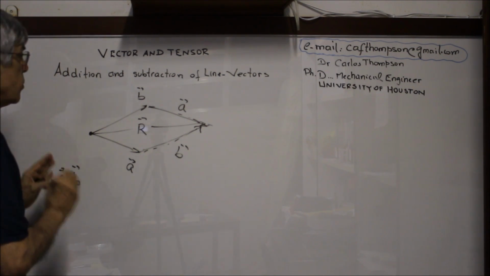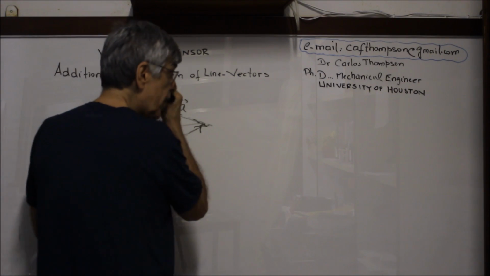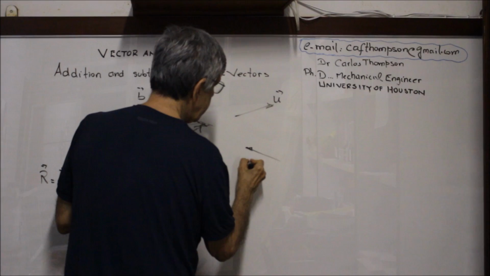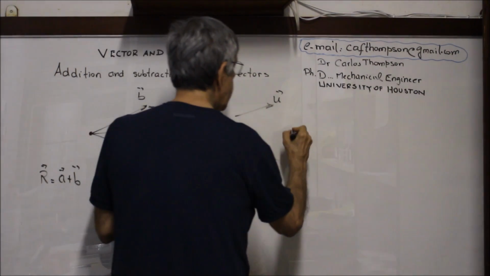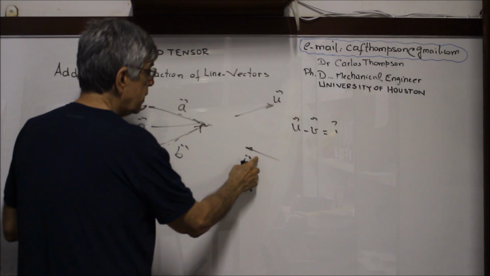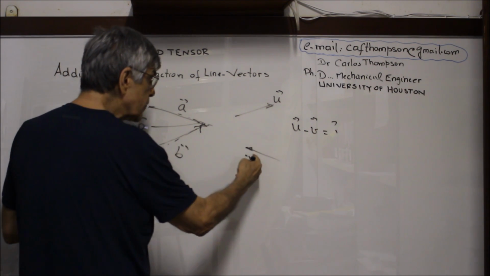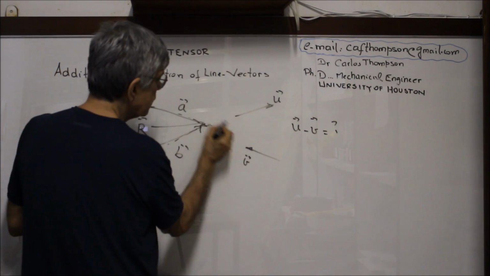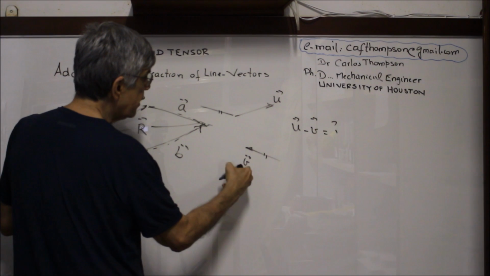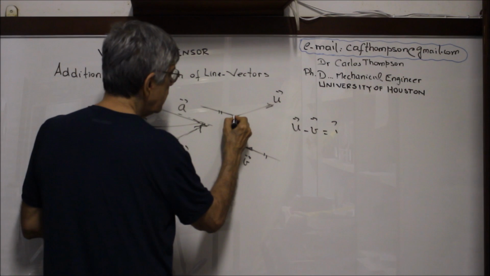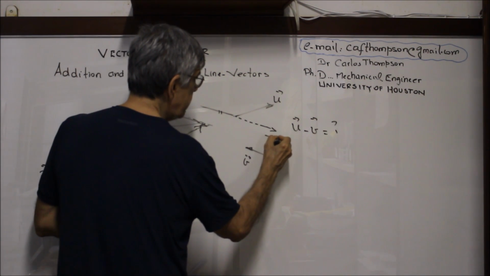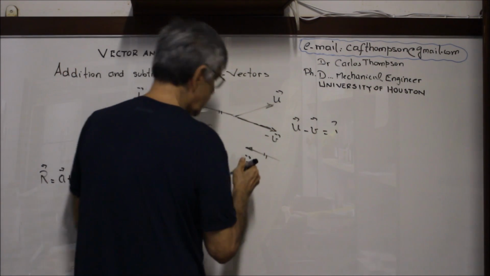Now suppose I want to add these two vectors. This is vector u, and this is vector v. Now I want to compute u minus v. Minus v has the opposite direction to v, so minus v is like that here. It is parallel to this one, but the arrow, instead of pointing in this direction, will point in this direction. So this is v, and this is minus v. Let's add these two vectors.